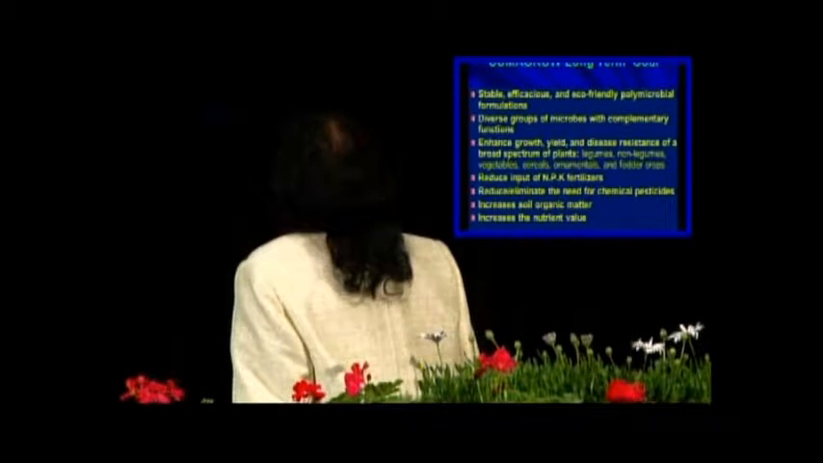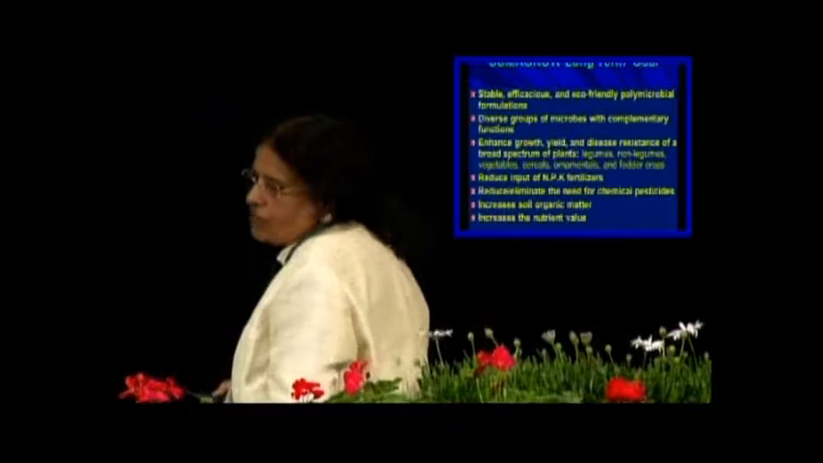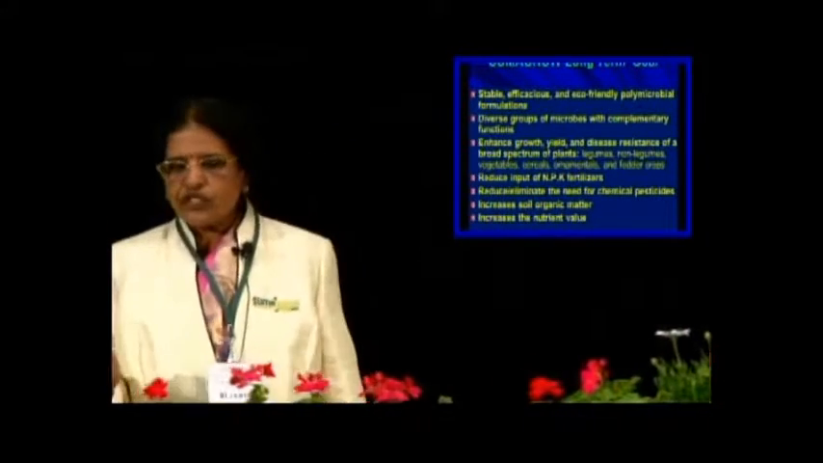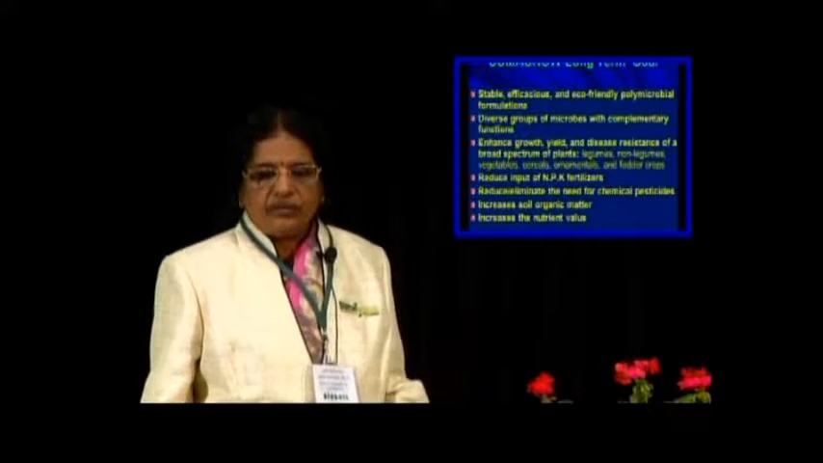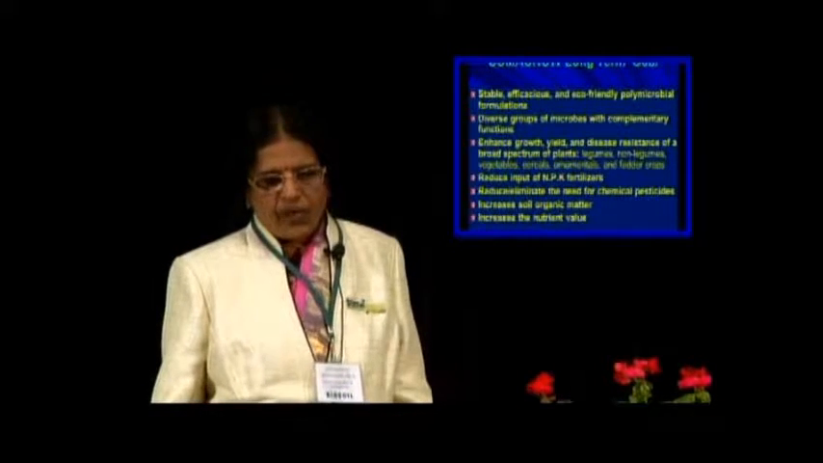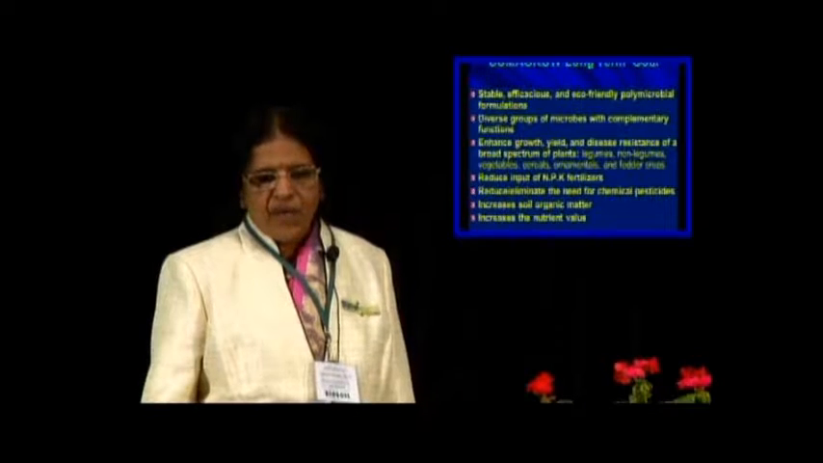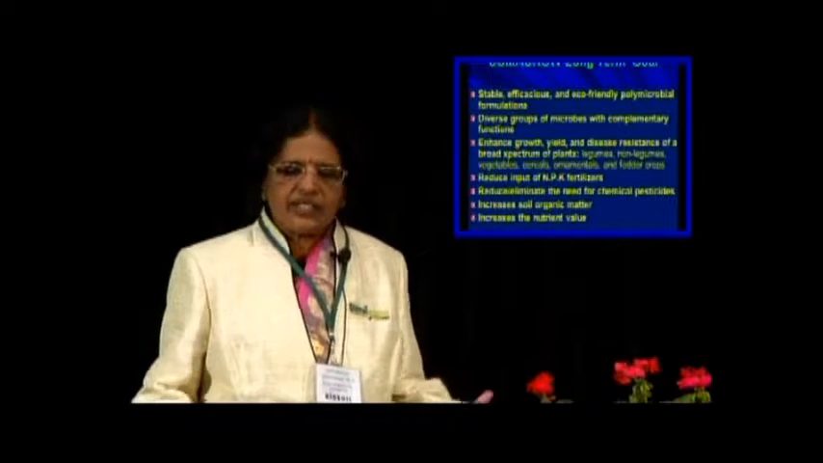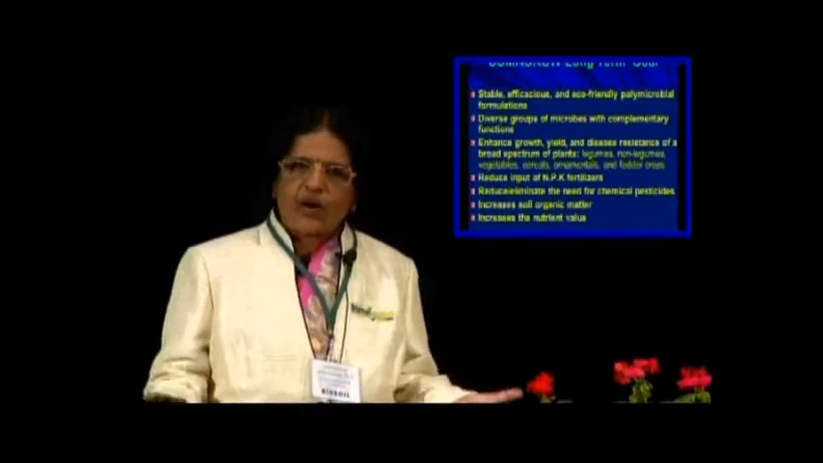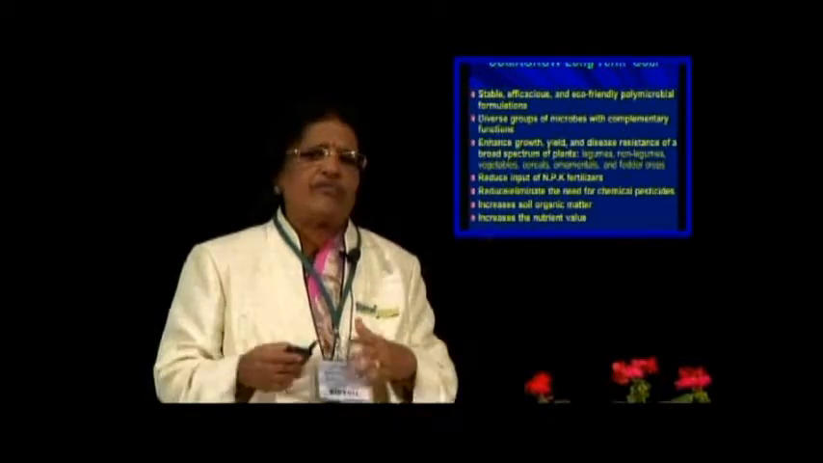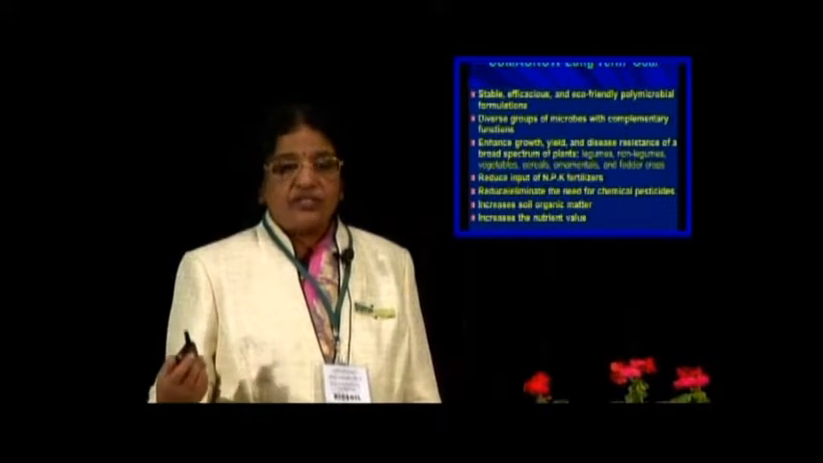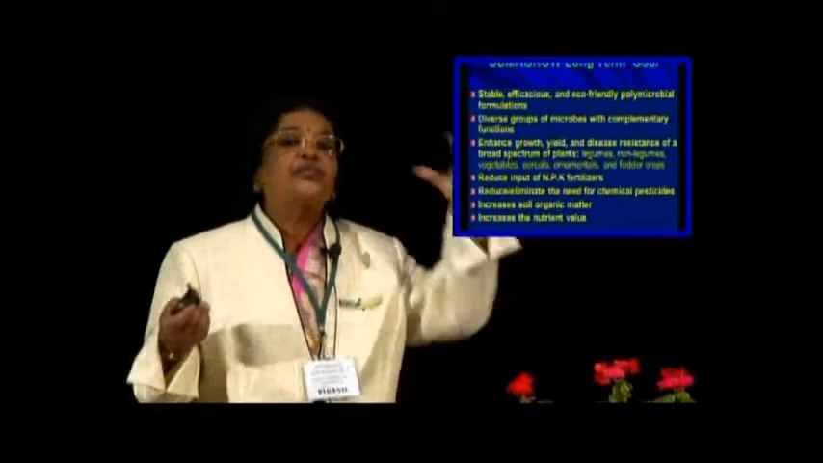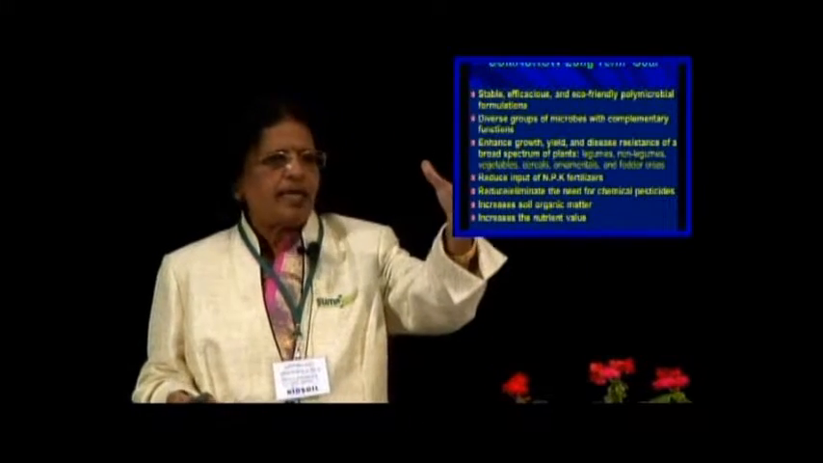So the long-term goal is this: a stable, efficacious, and eco-friendly polymicrobial formulation, with diverse groups of microbes with complementary functions, that enhances growth, yield, and disease resistance of a broad spectrum of plants: legumes, non-legumes, vegetables, cereals, ornamentals, fodder crops, and all horticultural and floricultural crops. It would also reduce input of nitrogen, phosphorus, and potash fertilizer, which is very important, both inorganic and organic.